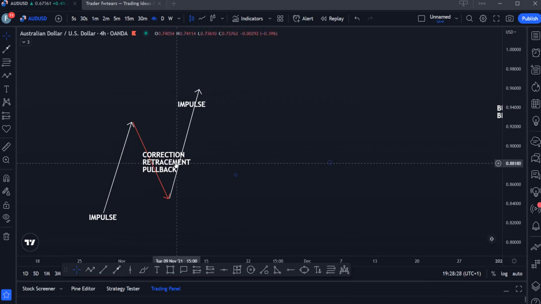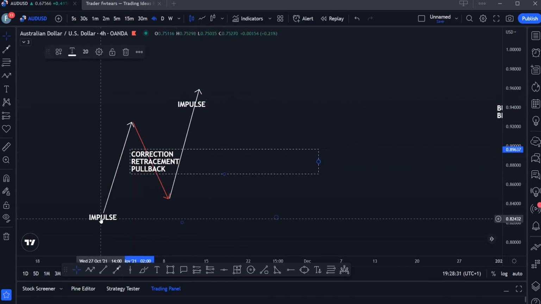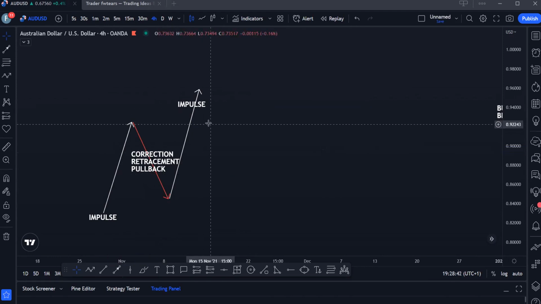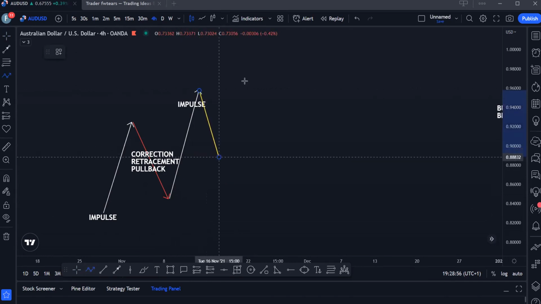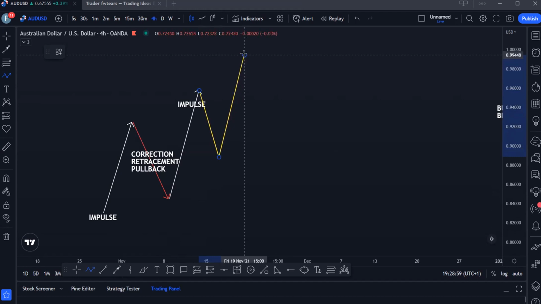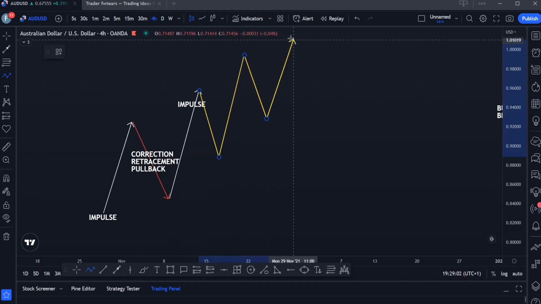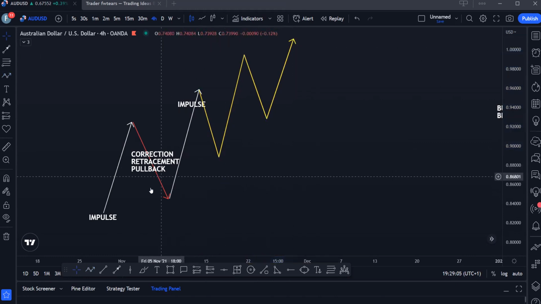So a trend is made up of an impulse move, a corrective move, and then another impulse. All right, so a trend in its most basic form is an impulse move, a correction, impulse. And then you can keep having a continuation of that move: impulse, correction, impulse, correction, impulse, like so. So a trend can keep going up like so. So this is an uptrend.